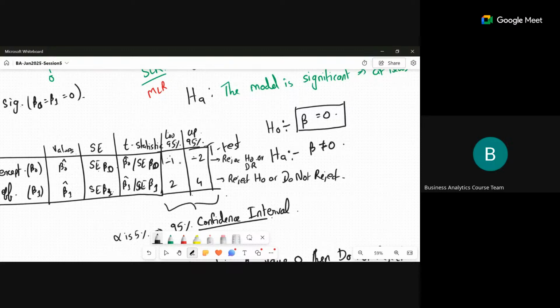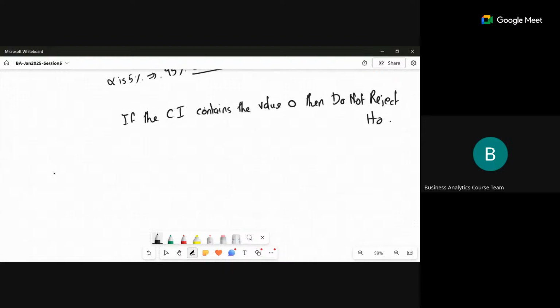How do you construct a confidence interval? You construct a confidence interval using beta hat, plus or minus z times the standard error. For example, for a Z test, how do you create the confidence interval? The confidence interval is nothing but x bar plus or minus sigma into z.